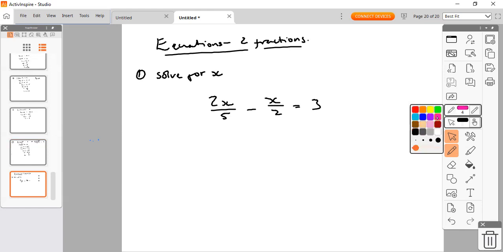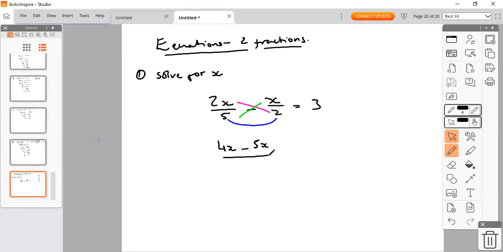The way to do that is cross multiply, and then multiply the bottom terms. So 2x and 2, x and the 5, remember the sign in the middle, and the 2 terms down the bottom. It's just tidying that up, collecting like terms, and then solving for x.